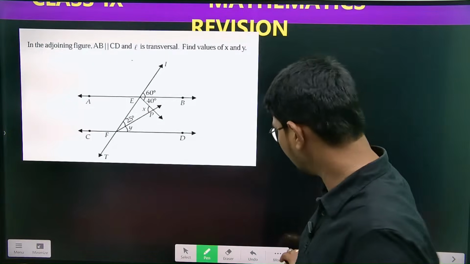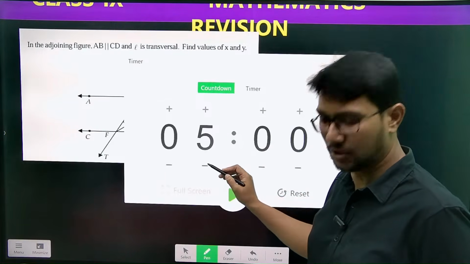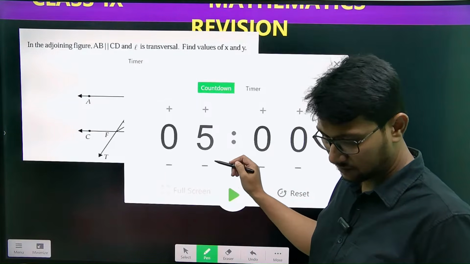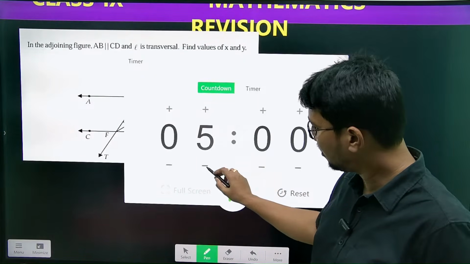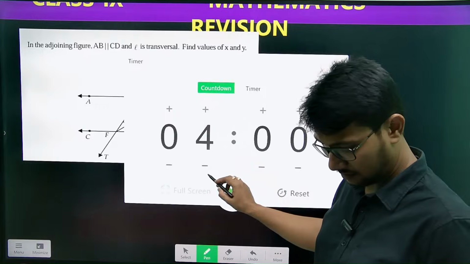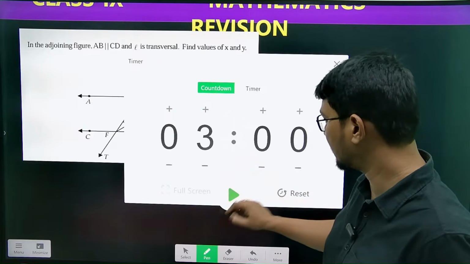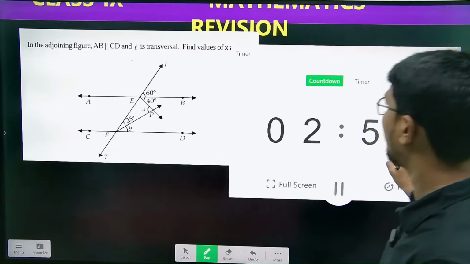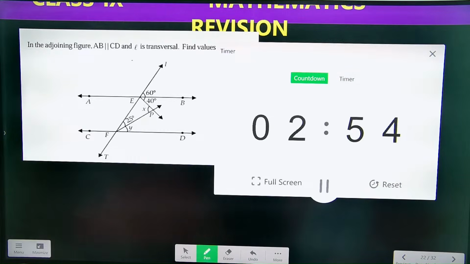Solve it. And your time starts now, children. How many minutes do you need? Tell me, I'll give it to you. 2 or 3? Now 4. Okay, I'm writing 4 here, giving you 3 minutes to solve this. Your time has started. Find it. Then after that I'll solve.